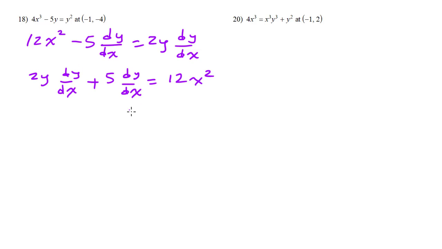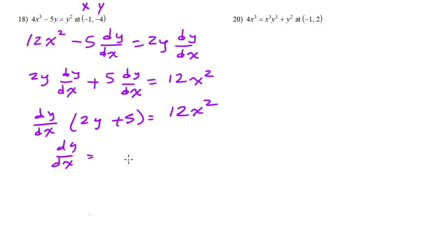So that should make sense. And then we're going to take out a dy dx, factor it out. That gives us 2y plus 5 equals 12x squared. So now we solve for dy dx, and we're going to have 12x squared over 2y plus 5. And remember that the derivative here gives us the slope.